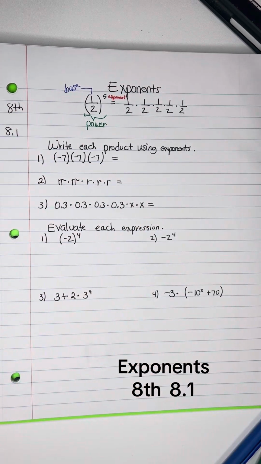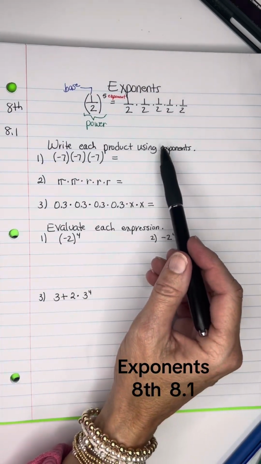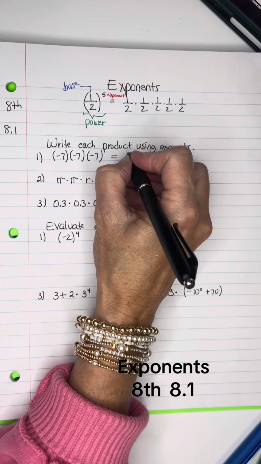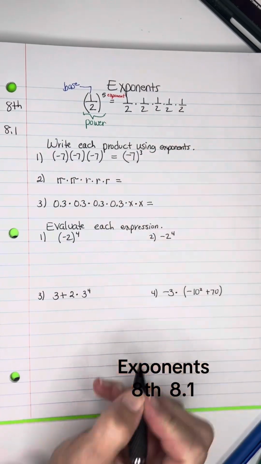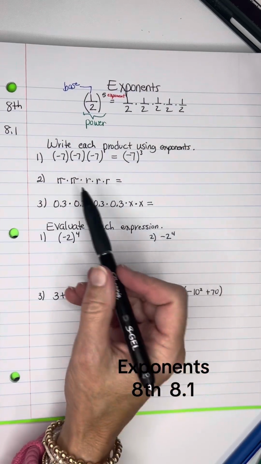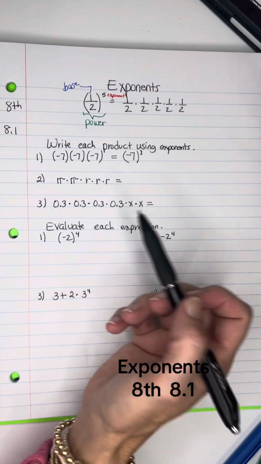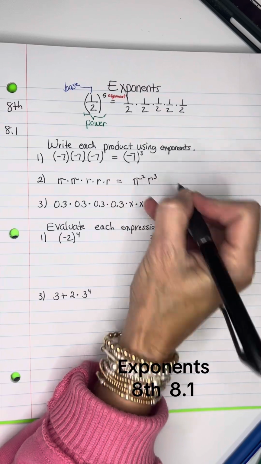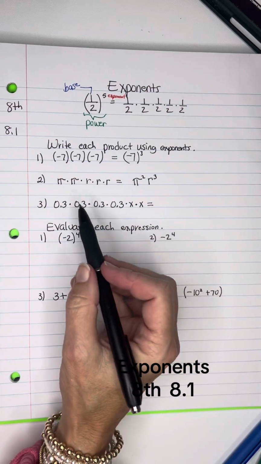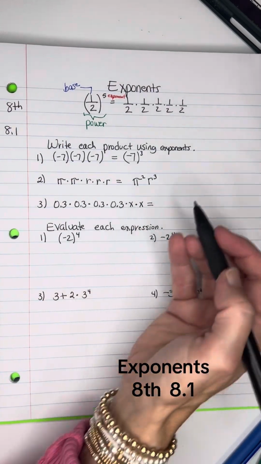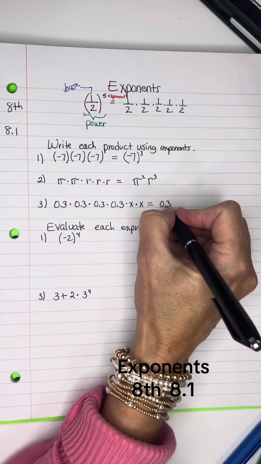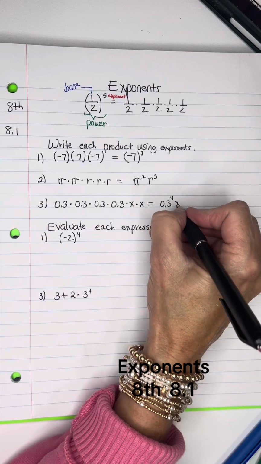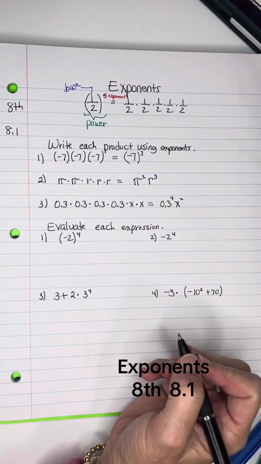Okay? So if they ask you to write a product using exponents and I have 3 -7s, I will need to put the -7 in parentheses and write the exponent 3. And then if I have 2 pi's and 3 r's, that will be pi squared times r cubed. And if I have 1, 2, 3, 4 0.3s, I will take the 0.3 and raise it to the 4th power. I have 2 x's, so I'll raise that to the 2nd power.